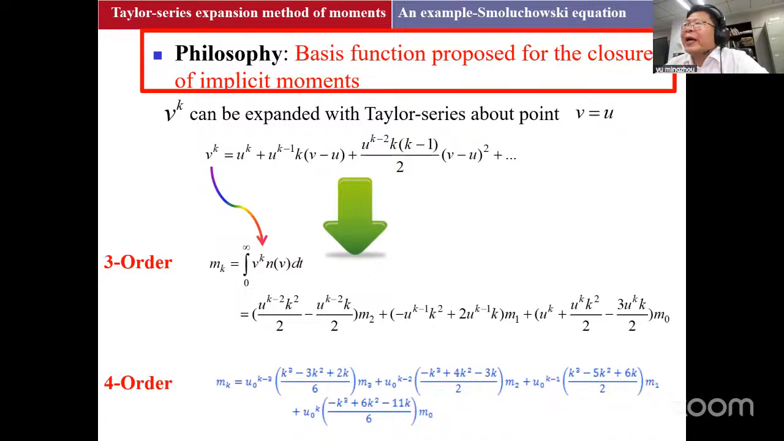Our idea is to expand v to the power of k using the Taylor series expansion method, and then we can establish a closure function which is a polynomial in integer moments. We can adjust the closure function by varying the reserved order of the Taylor series expansion. This is the third order. This is the fourth order. So with different series orders, we get different closure functions.